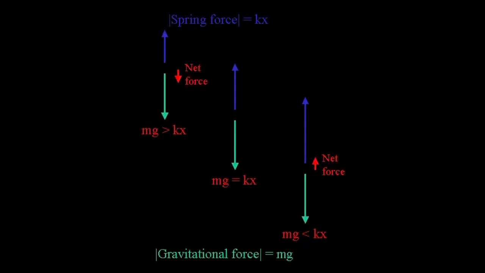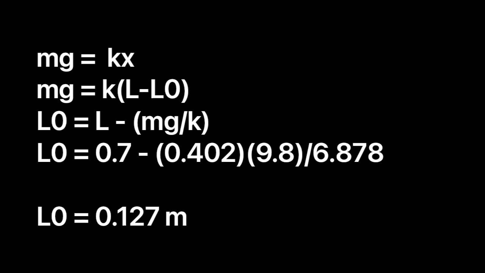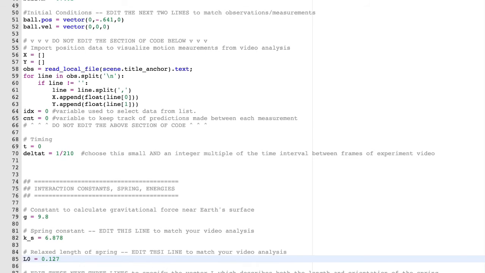Because the system at 0.7 meters is in equilibrium, the sum of the spring force and the weight on the system is 0, so they must equal each other in magnitude. Writing this as a formula, we can rewrite the equation to solve for L0, the relaxed length. We have all other data we need, including equilibrium and initial y coordinates. After calculating, the relaxed length of our system is 1.27 meters. We now have all necessary data to build a computational model.